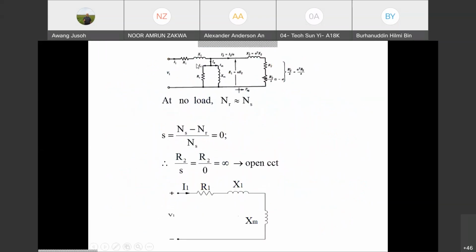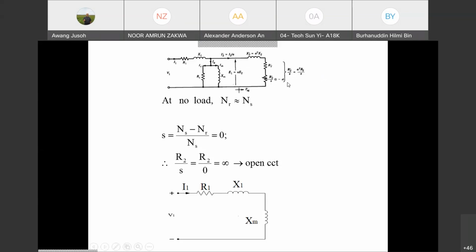Okay, here is the circuit that we have previously. So in the right branch there, we have R2 over S. Because S is 0, something divided by 0 becomes infinity. Correct? Infinity means very high impedance. So infinity means this branch becomes an open circuit.